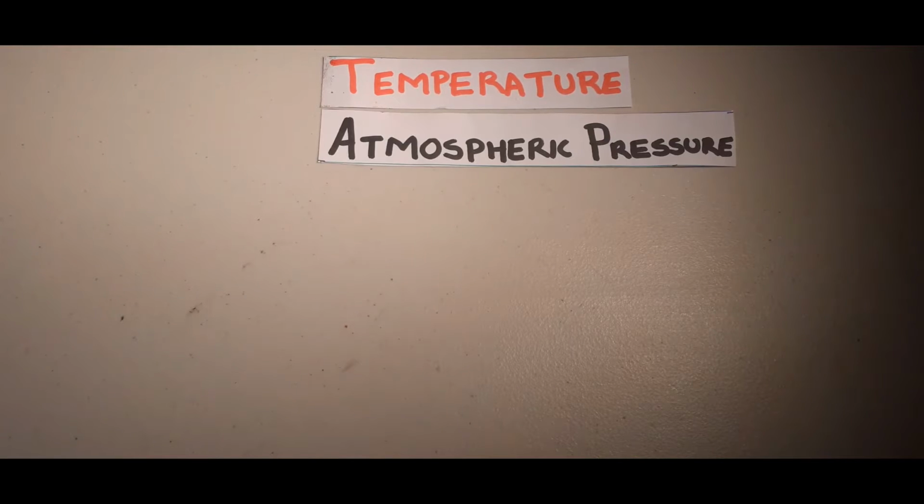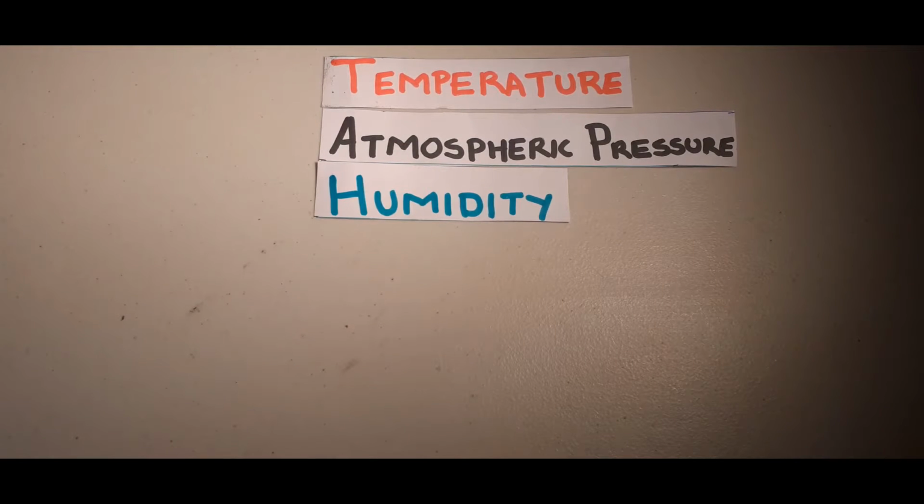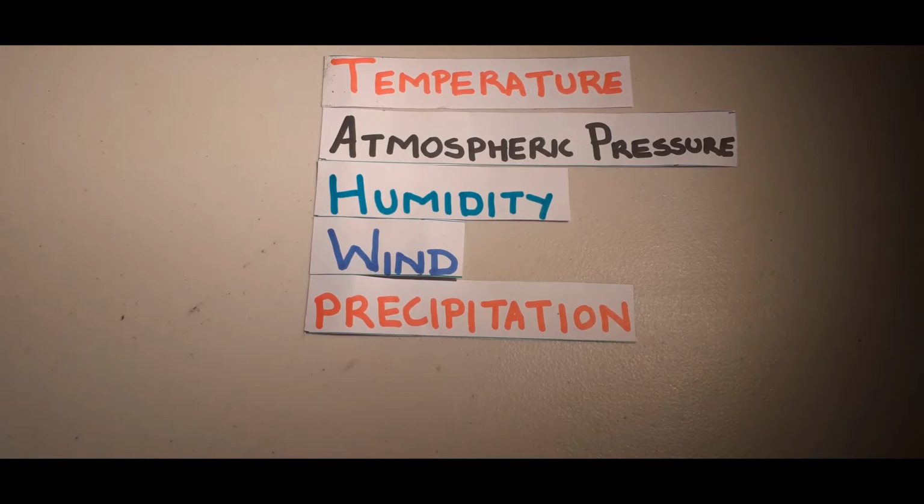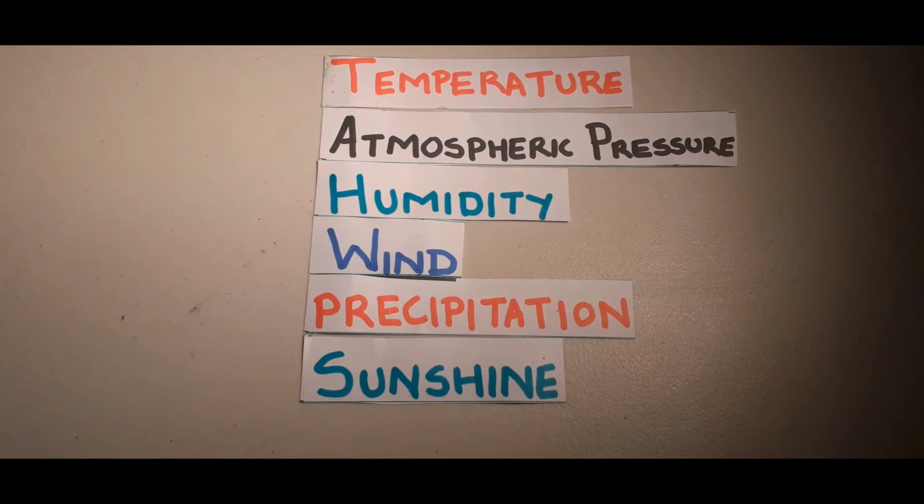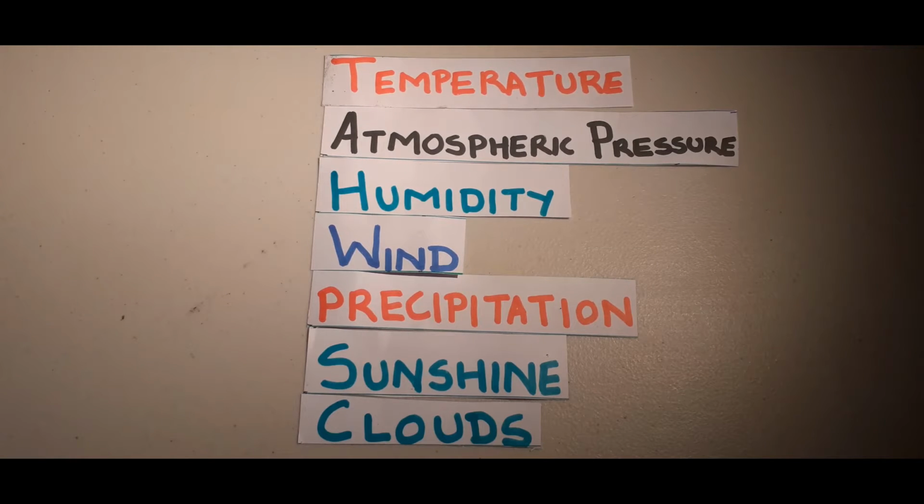I would like to list all the elements of weather that need to be measured in order to have a complete picture of weather at a particular place. These elements are temperature, atmospheric pressure, humidity, wind, precipitation, sunshine, clouds.